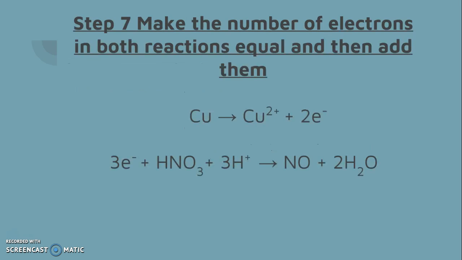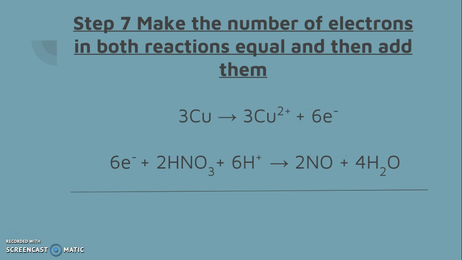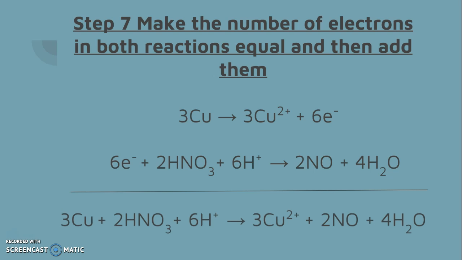Now we have both equations, and we must make the number of electrons in both reactions on the opposite sides equal to each other. We multiply the first equation by 3, and we multiply the second equation by 2, so that we have 6 electrons on both sides. Now we add the 2 reactions, and notice how the 6 electrons get cancelled by each other. So we have this as our final balanced redox equation.